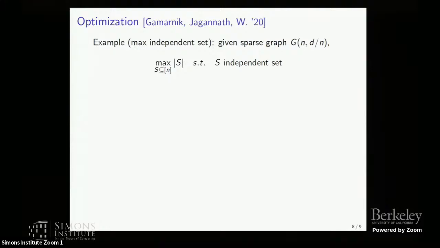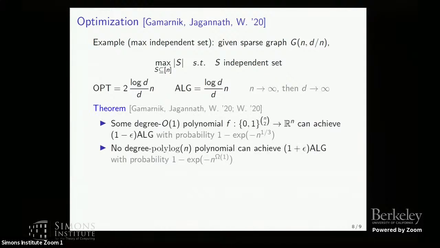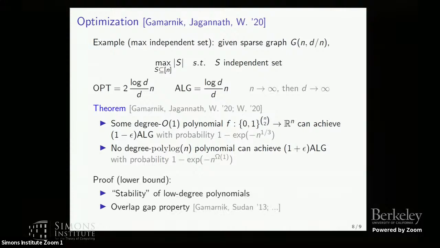One last setting is optimization. For example, imagine I give you a random sparse graph, and your goal is just to find the biggest independent set that you can. So no planted solution. This also has a gap. The actual maximum will be 2 times something, but the best known polynomial time algorithms only find an independent set half as large. And again, we have ways to basically prove that a constant degree polynomial can get all the way up to this conjectured value ALG, but no low degree polynomial can go beyond that. The proof involves stability of low degree polynomials along with a structural property of the solution space.